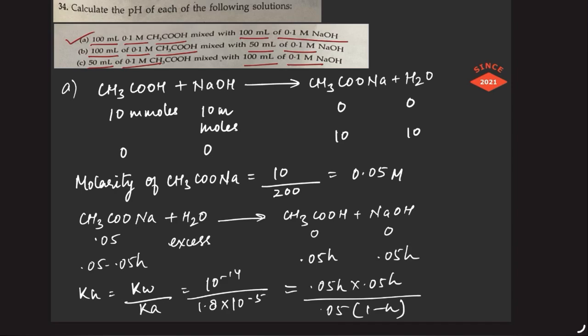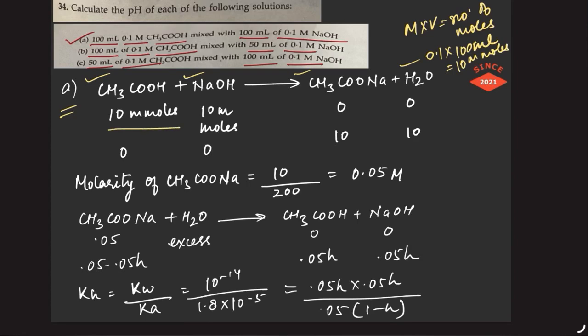Now the first one, the reaction will be acetic acid plus NaOH forming salt and water. Now molarity is given and volume is given. So molarity into volume. What is molarity into volume? Number of moles. तो यहाँ पे वॉल्यूम जो है वो मिलीलीटर में है, so molarity into volume in milliliter will give number of millimoles. So here it will be 10 millimoles.